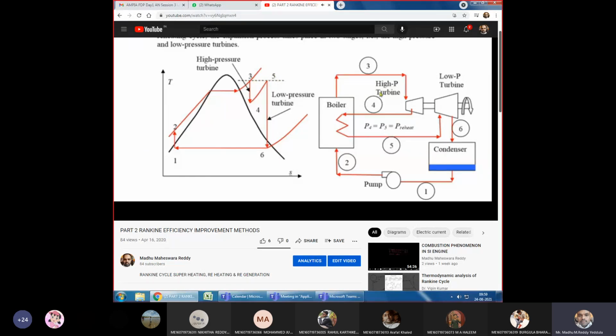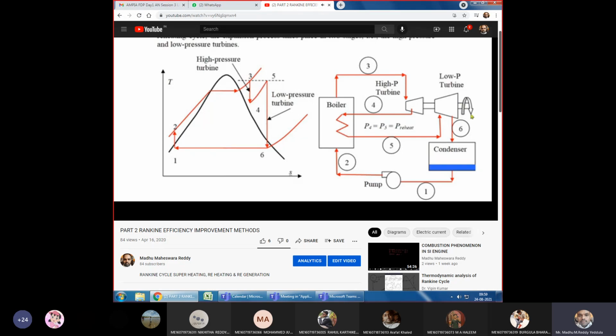At this point, we are allowing the steam to expand over the low pressure turbine from 5 to 6. You can see 5 to 6 is the expansion of the steam in the low pressure turbine, and 3 to 4 is the expansion of the steam in the high pressure turbine. So the 4 to 5 process is the reheating.